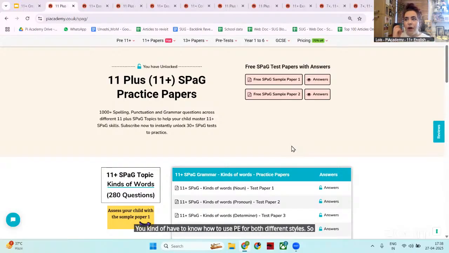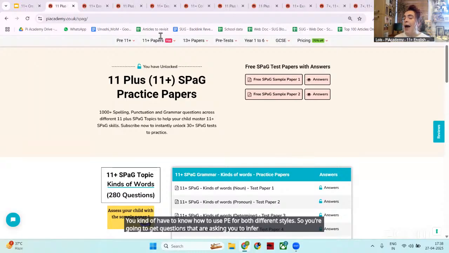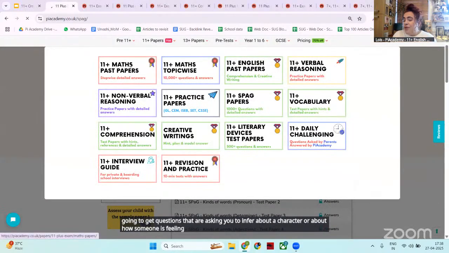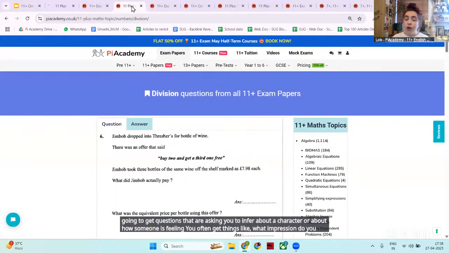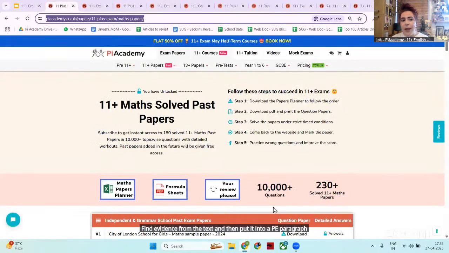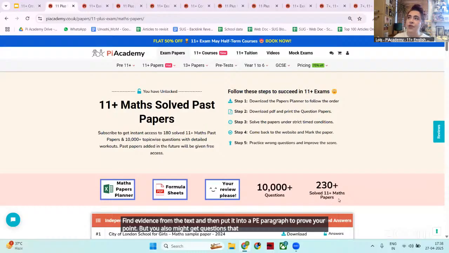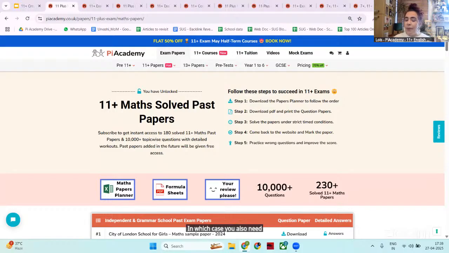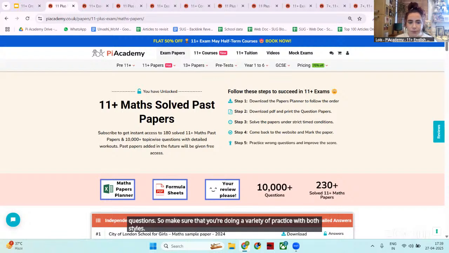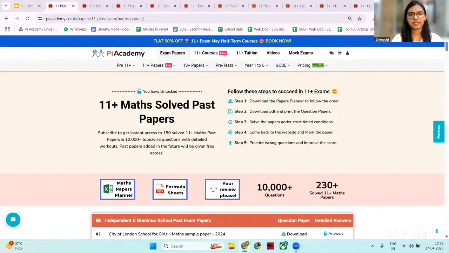So you're going to get questions that ask you to infer about a character or about how someone is feeling, or often things like, what impression do you get of this character? Then you've got to use PEE to find evidence from the text and put it into a PEE paragraph to prove your point. But you might also get questions that say, how does the writer use language to make the text exciting? In which case you also need to use PEE to pick out techniques, notice the terminology the writer has used and explain it. So PEE can basically be used for inference questions and also language analysis questions. Make sure you're doing a variety of practice with both styles. I hope that answers this question.